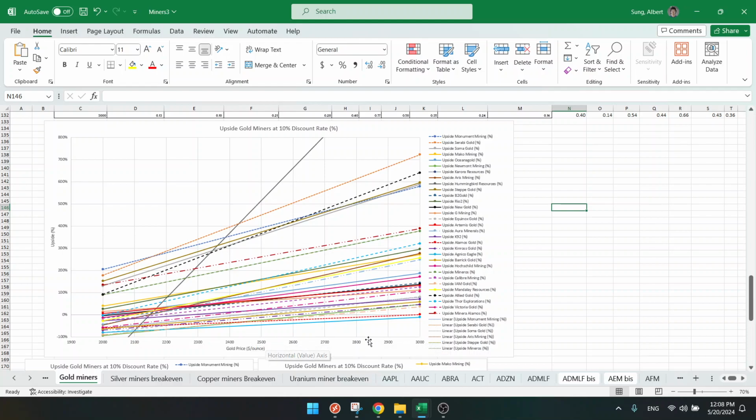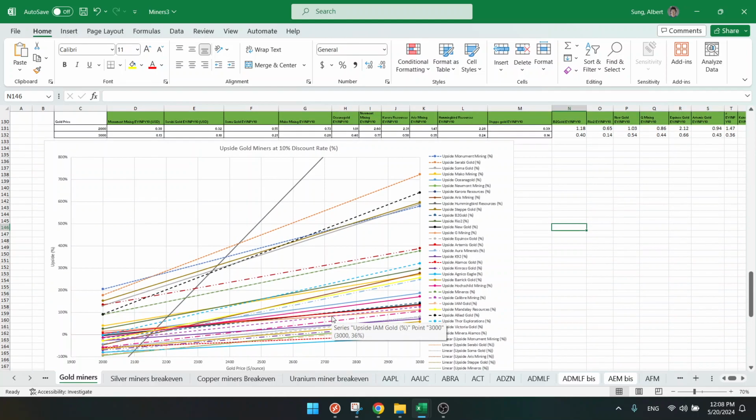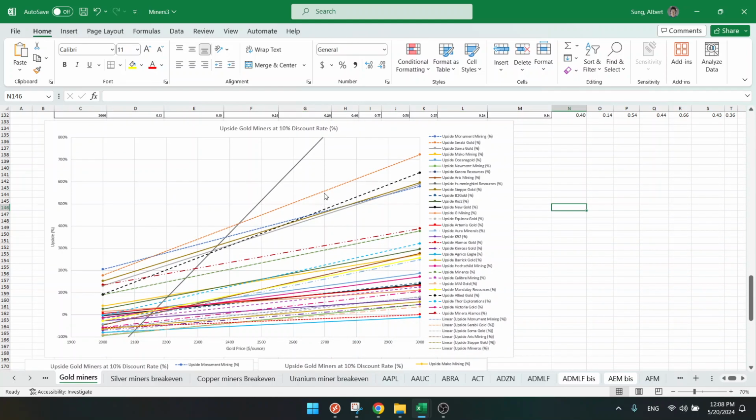Based on this number of the gold price, we can estimate what the upside is for gold miners based on this curve. For example, Serabi Gold has the highest upside, 600%. Some other miners, 400%. Some of the mid tiers have 200% upside, and the larger ones have, let's say, 50% upside. Some even 100%. So you're talking about a lot of upside, doubles, triples, quadruples.